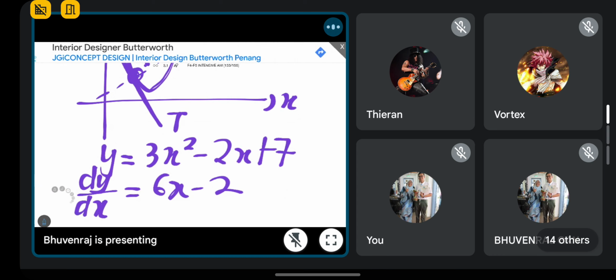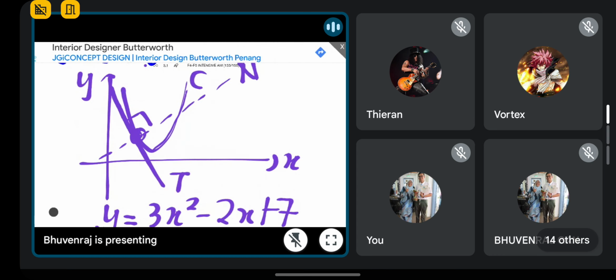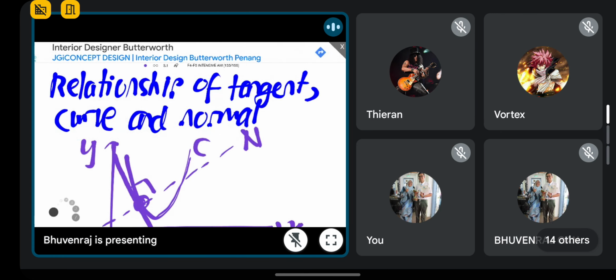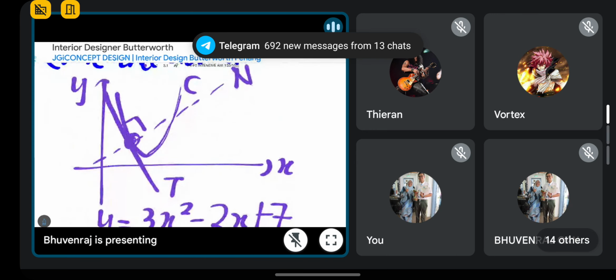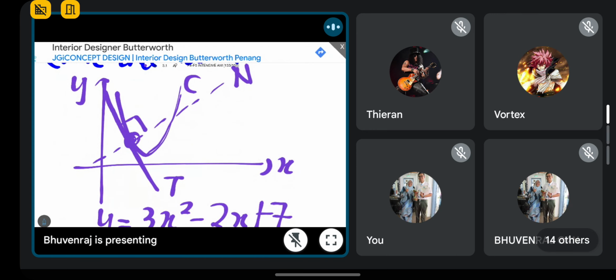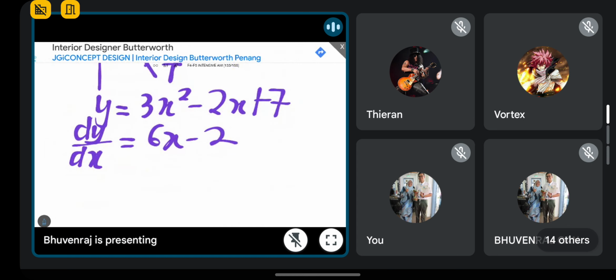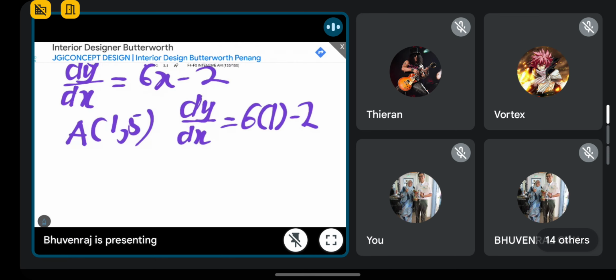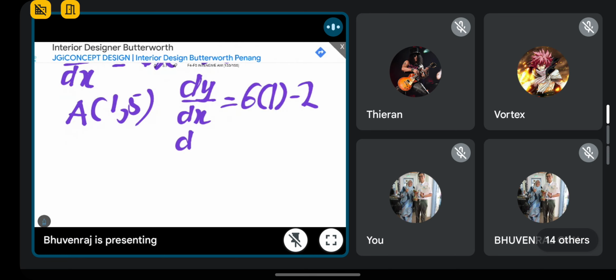So let's say lah, you must have the info, guys. Coordinate ni, kamu perlu ada info dia. Okay, sorry. You must have the info on this coordinate kalau kamu nak cari nilai dy over dx. Okay, if you want to calculate the gradient at this point, you must have the x coordinate for that point lah. Perlu ada. So let's say I give you the point is actually 1.5. Okay, so then what will you guys do? Kamu akan gantikan x sama dengan 1. Inside this differentiation equation like this. So you will get dy over dx is 4.